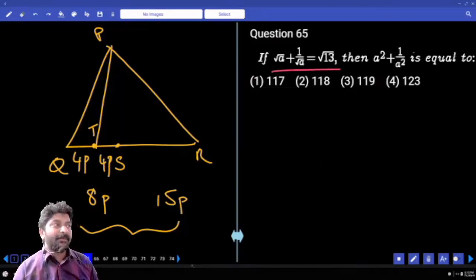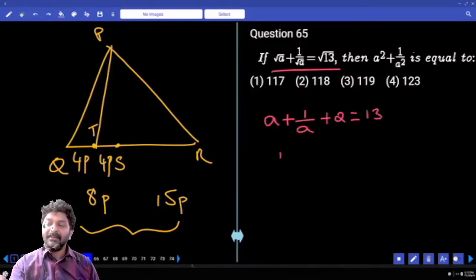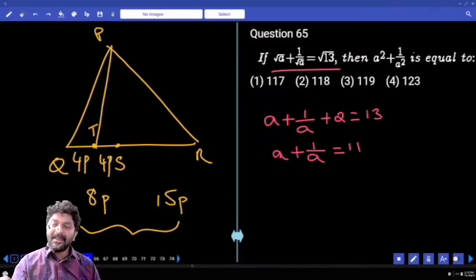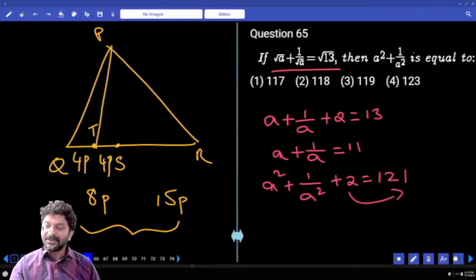When you take squaring on both sides, a plus 1 by a plus 2 is equal to 13. From this, a plus 1 by a is equal to 11. Again square, a square plus 1 by a square plus 2 is equal to 121. When this value goes to the other side, that becomes 119.